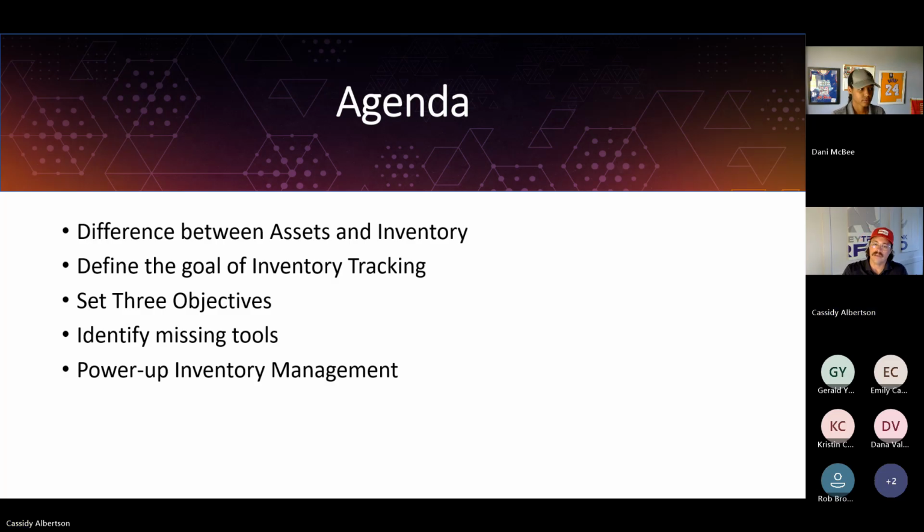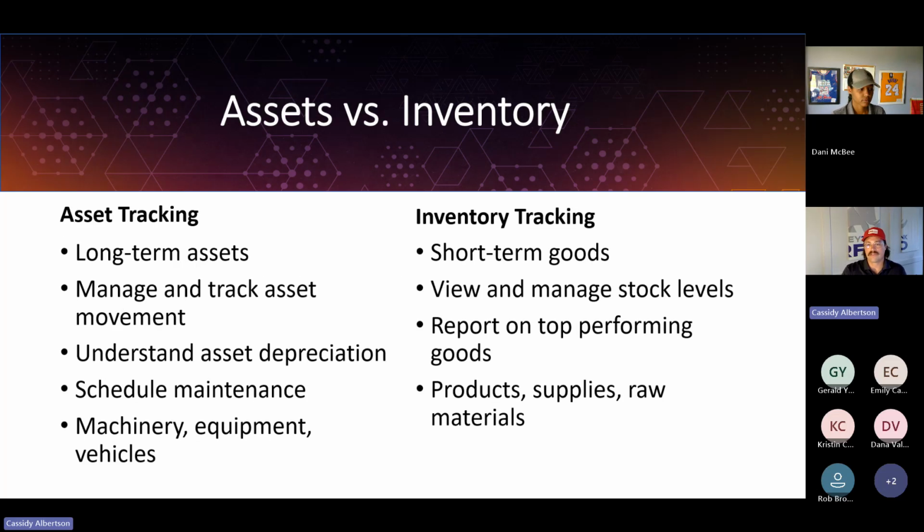All right. So the difference between assets and inventory. Asset tracking is going to be your long-term assets. These are things that last years and years, and usually they're a little higher value. So things like machinery, other equipment, some vehicles, really anything that you want to track for the long term, and track things like maintenance and depreciation, and also things that you want to track from location to location. So asset tracking is really built into our Gray Trunk RFID software.